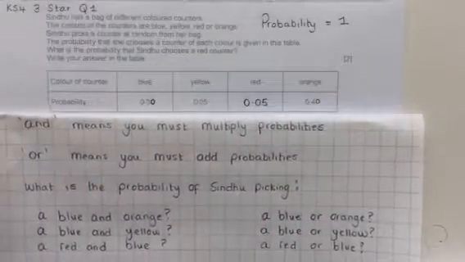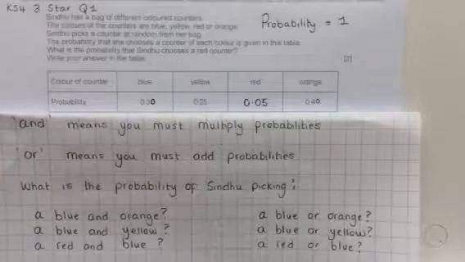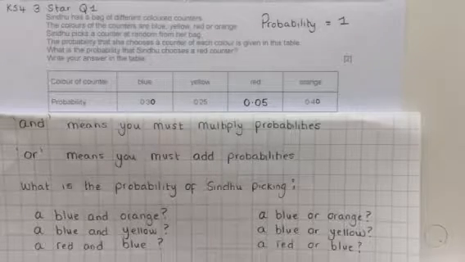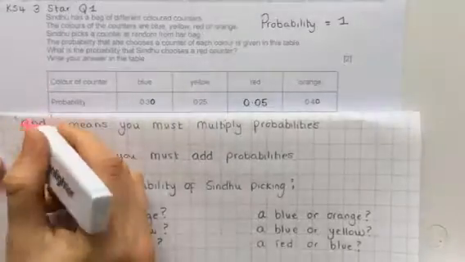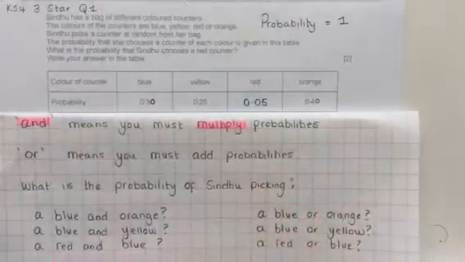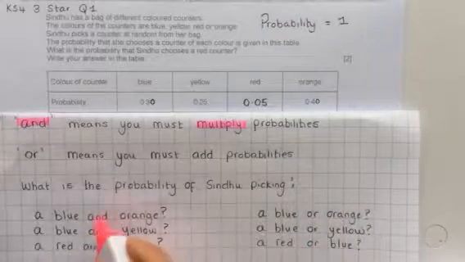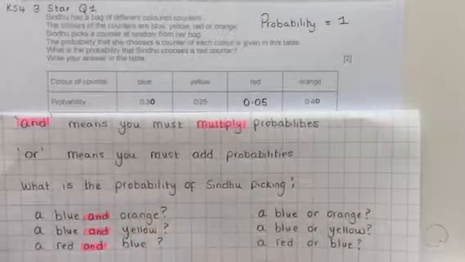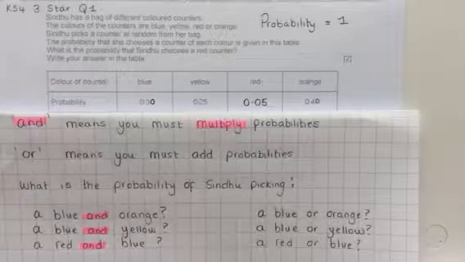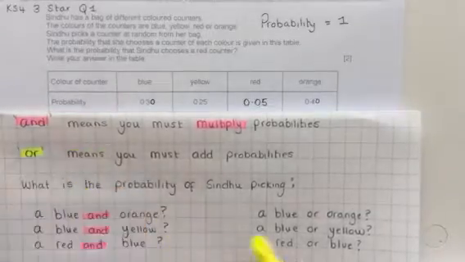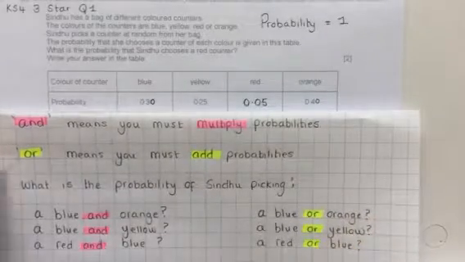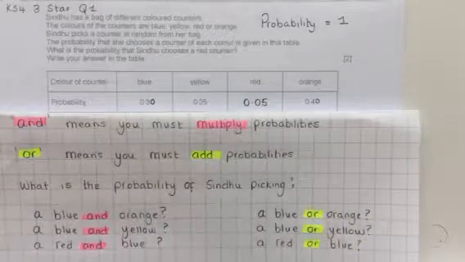So if I show you this, in probability, and means you must multiply probabilities together. Okay, so we're going to highlight that. The and means I'm looking to multiply these probabilities together. So in these questions down here, I'm going to be multiplying the probabilities for all of these questions here. Or, on the other hand, means we are going to be adding probabilities together. So, or means we add, and we're looking to do these there. Now, these ones are slightly easier because you don't have to remember about those decimals.